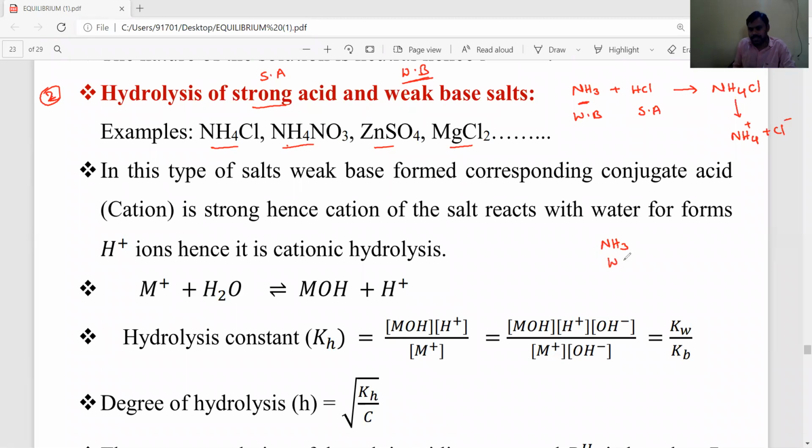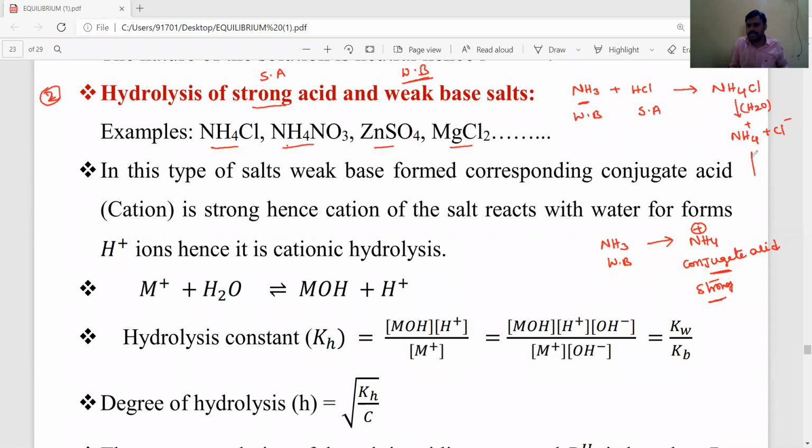Now this NH3 is a weak base. Its corresponding conjugate acid is NH4+, which is a strong conjugate acid. A weak base forms a strong conjugate acid. So whenever strong acid and weak base salts dissolve in water, they form a cation and anion. In aqueous solution, it forms NH4+ and Cl-.